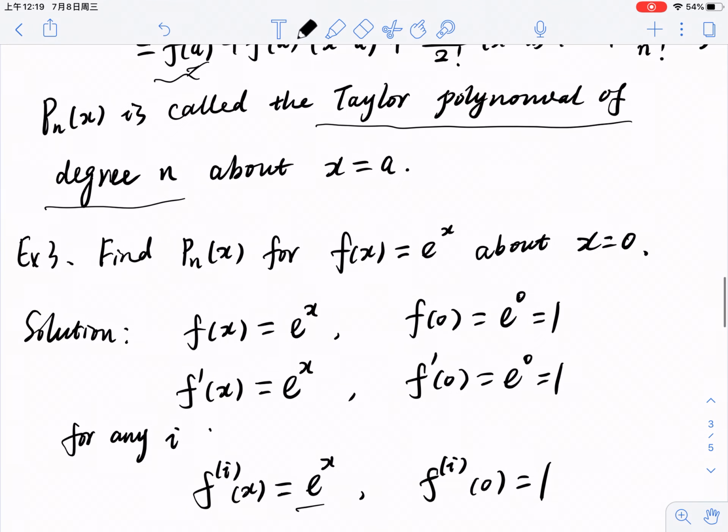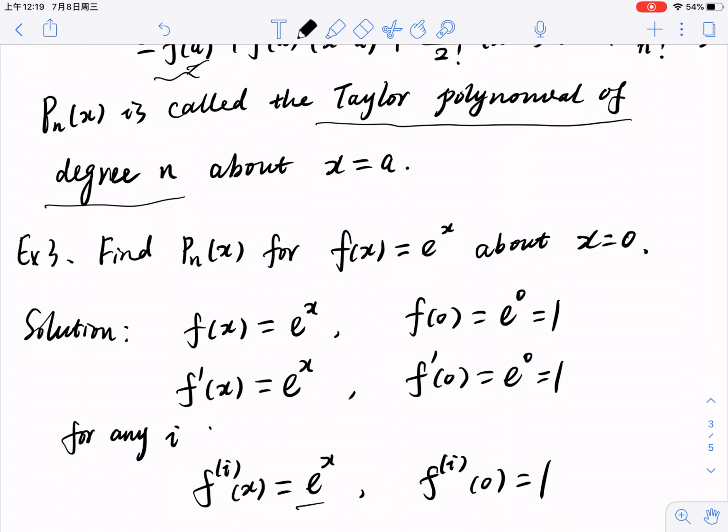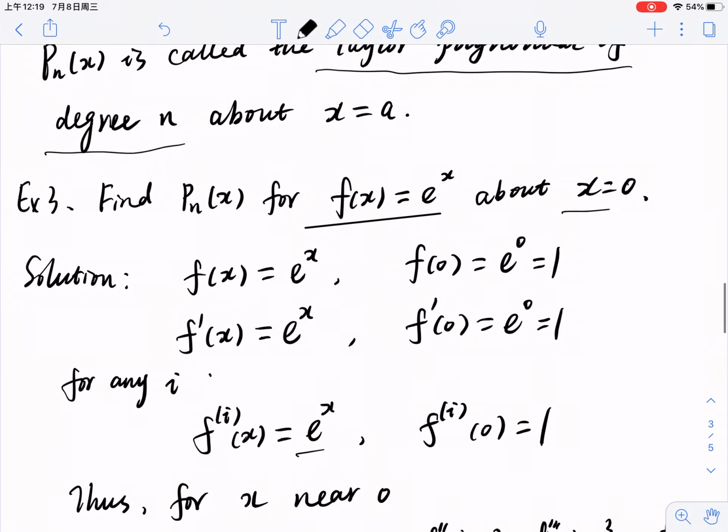This is the Taylor polynomial of degree n for the function f(x) = e^x about x = 0.